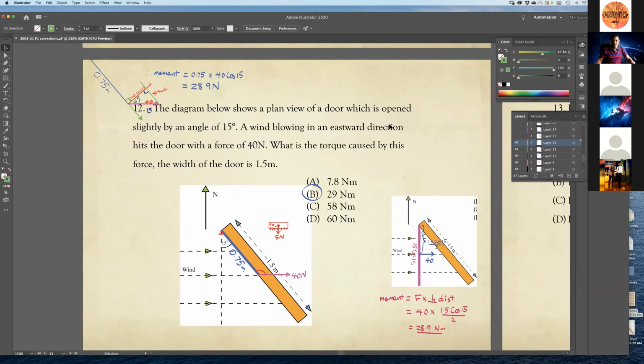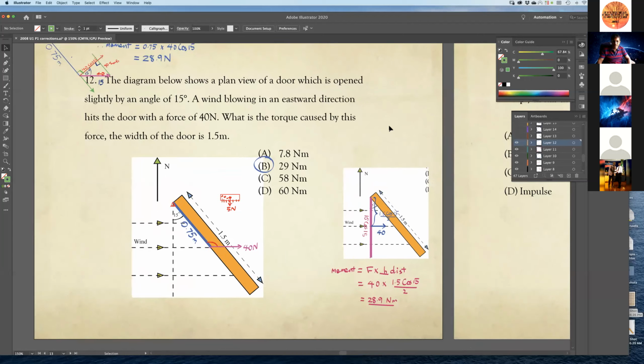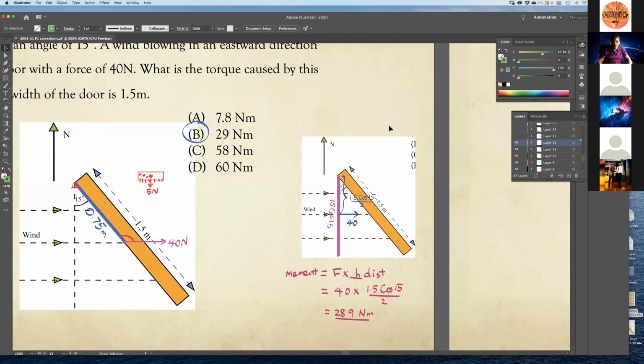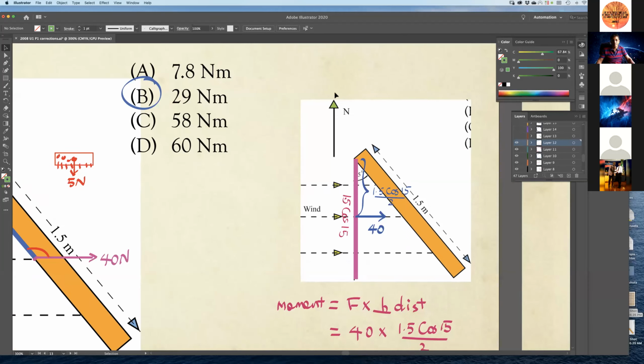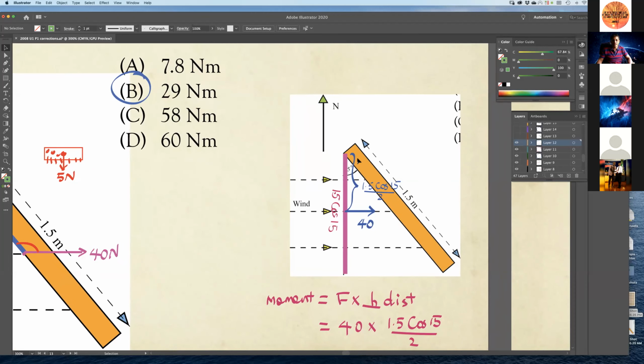So are we clear on that? The next way of doing the same question is still resolving, where we know the force is acting in this direction. So I take this distance and I replace that distance by this. This is the effective area.